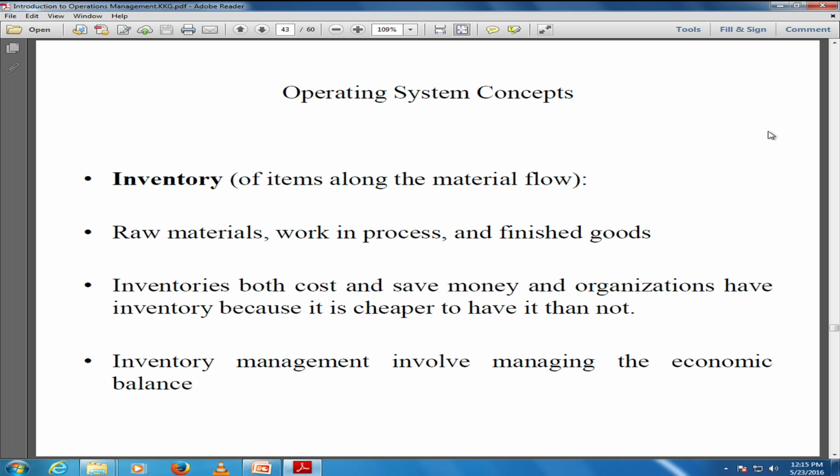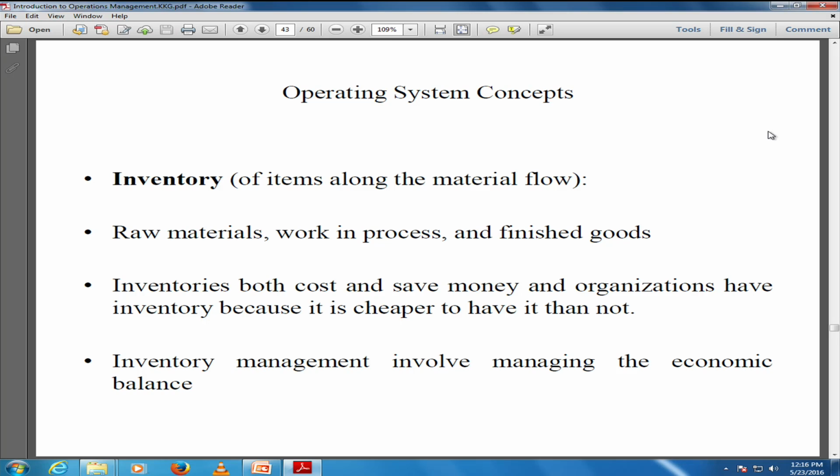Inventories mean money tied up. It costs money because you are taking loans from the banks in order to have that working capital. So, more inventory means working capital tied up, and you are paying interest on that. But still we resort to inventory. Okay. So, what should be the optimum inventory, the right amount of economic balance, that we must have is the question.